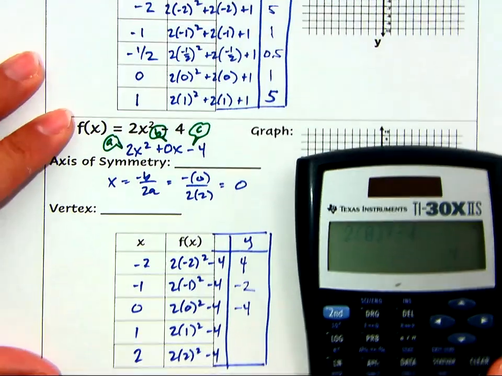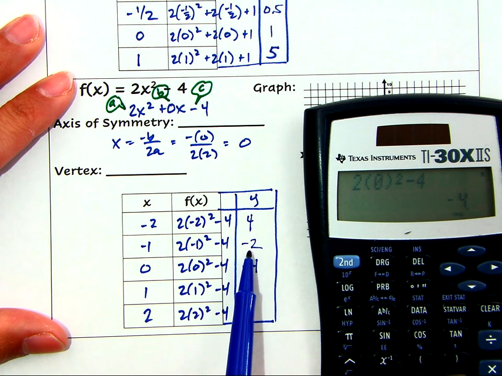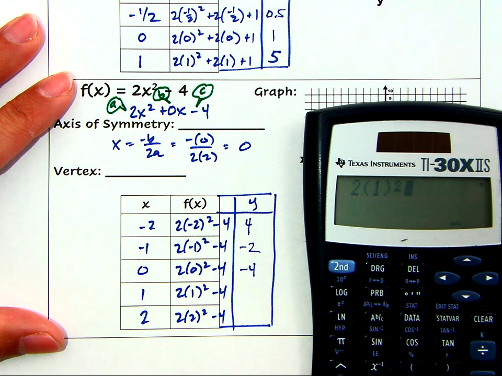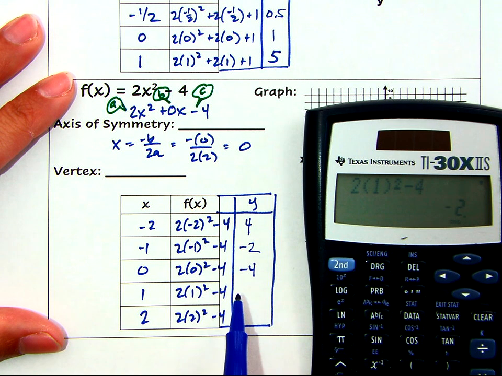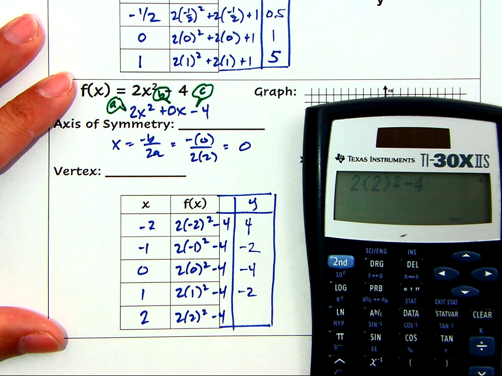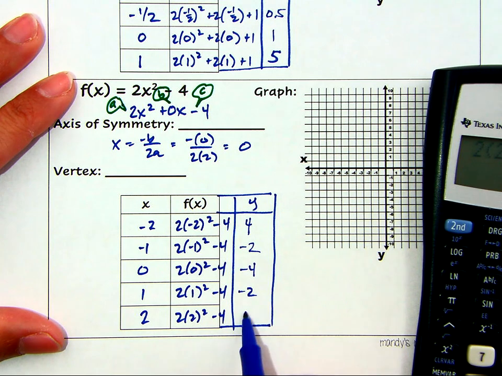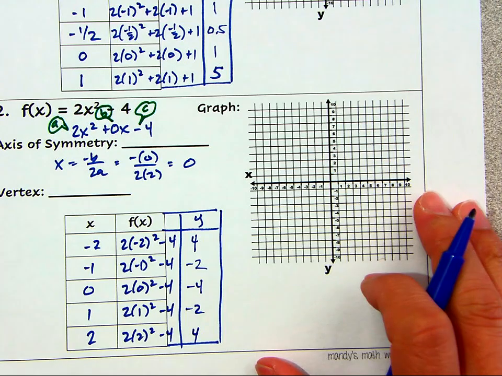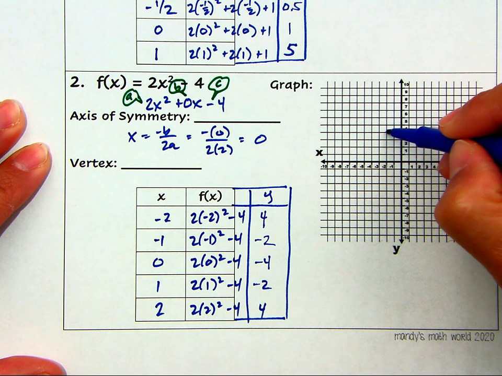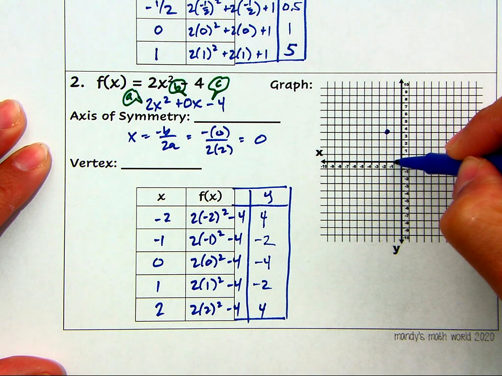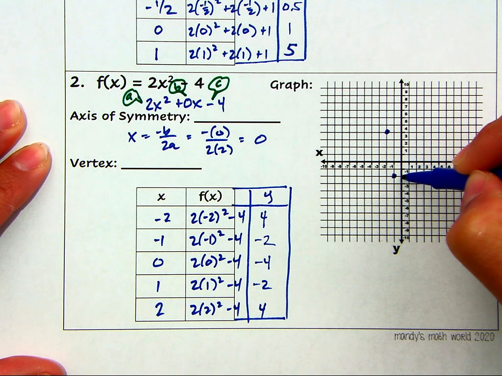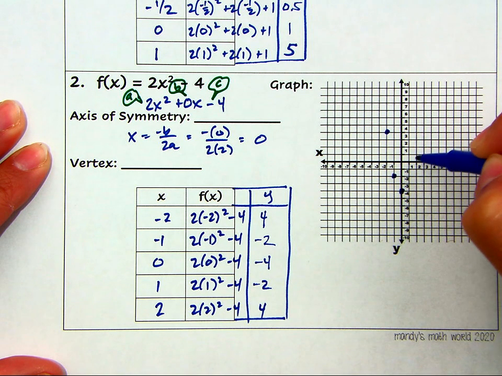So we should see repeats of these two coordinates. 4 and negative 2 should be down here as well. Okay, so let's just verify that. 2 times 1 squared minus 4 is negative 2, right? Just as we thought. 2 times 2 squared minus 4 is 4. Okay, just as we predicted. All right, so we've got to plot these now. X negative 2, y positive 4, x negative 1, y negative 2, okay. X 0, y negative 4. X1, y negative 2, and x2, y positive 4.